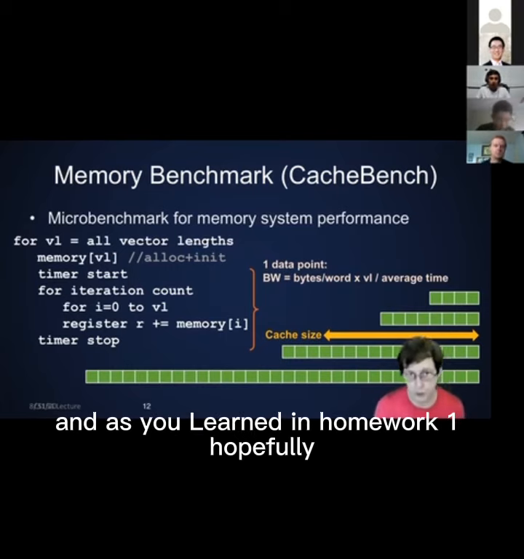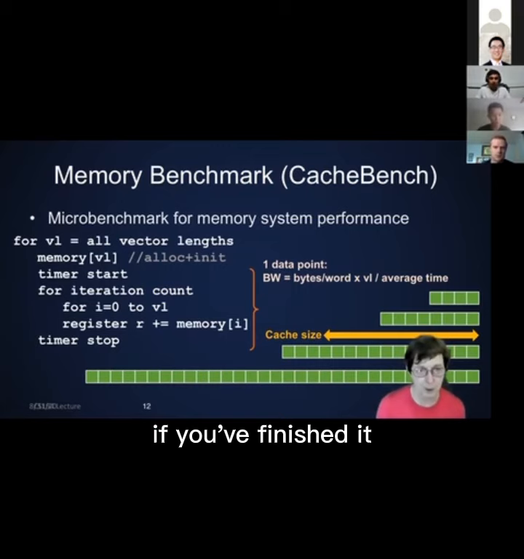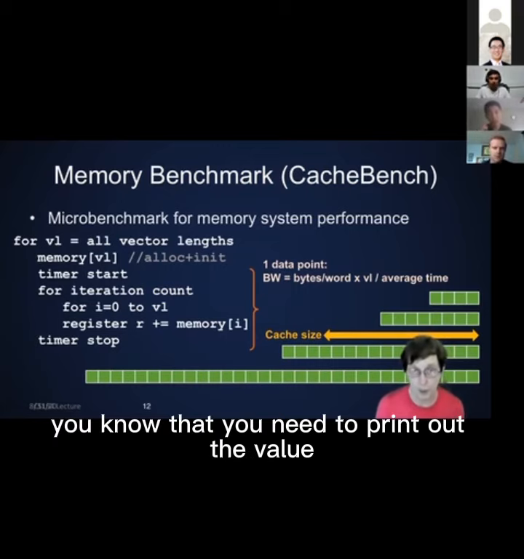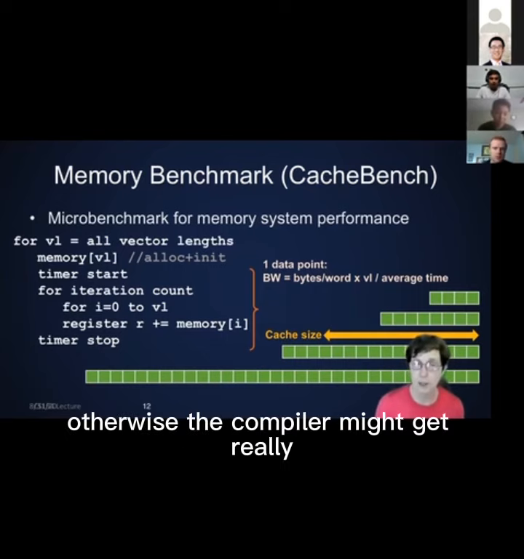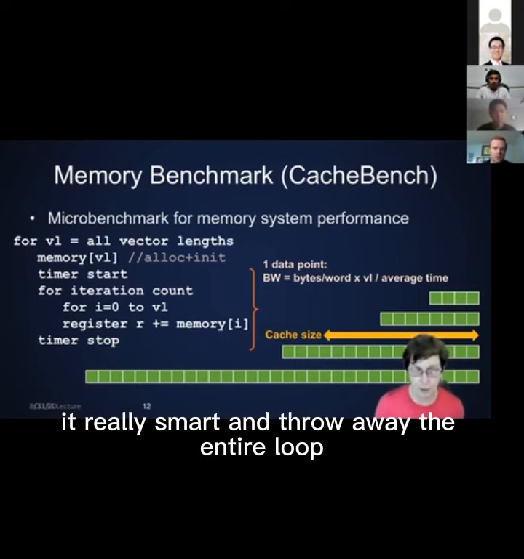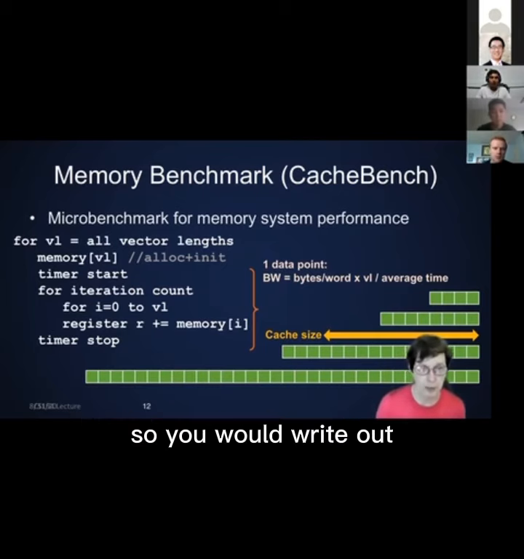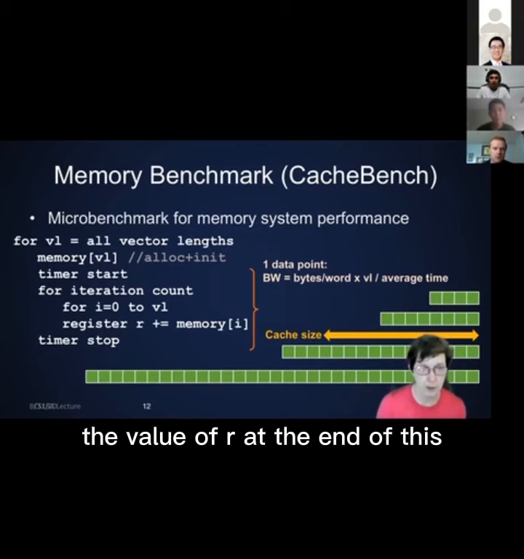And as you learned in homework 1, hopefully if you've finished it, you need to print out the value at the end. So it doesn't show the print statement here, but it needs to print out that value. Otherwise, the compiler might get really smart and throw away the entire loop. So you would write out the value of R at the end of this.